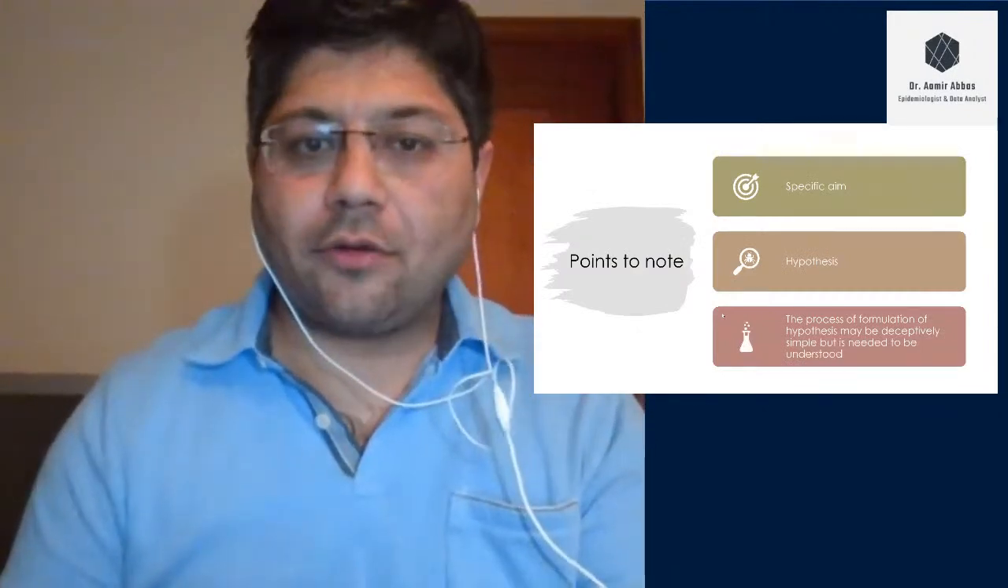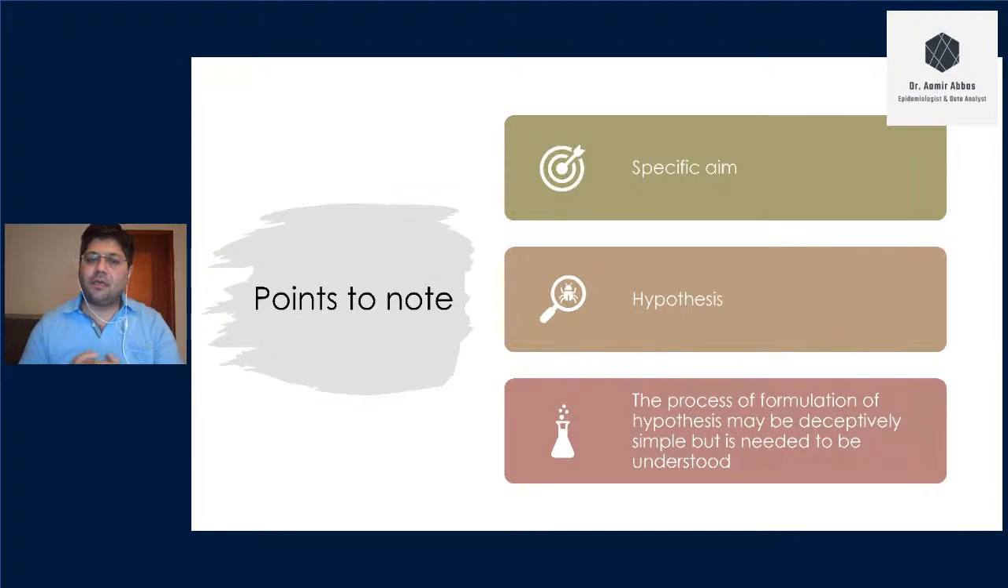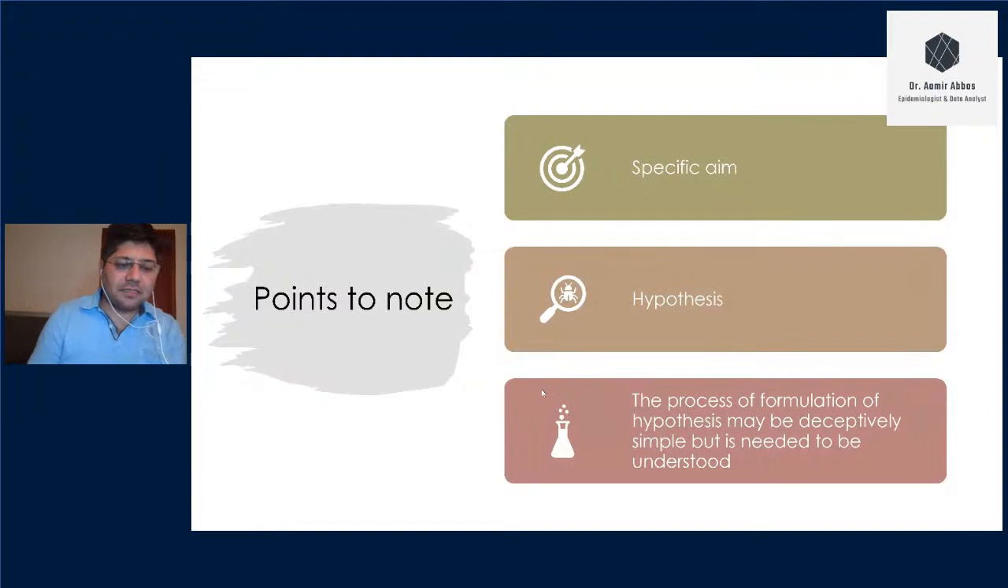A few points are important to note over here. There is something we call the specific aim in the research proposal, and there is a separate entity which we call the hypothesis. Now there is a process to formulate or convert the specific aim to a hypothesis, and that process needs to be understood. One important thing about that process is that it is so simple that some authors or epidemiologists have used the word deceptively simple, which means that the process seems so obvious that you get deceived by its simplicity.